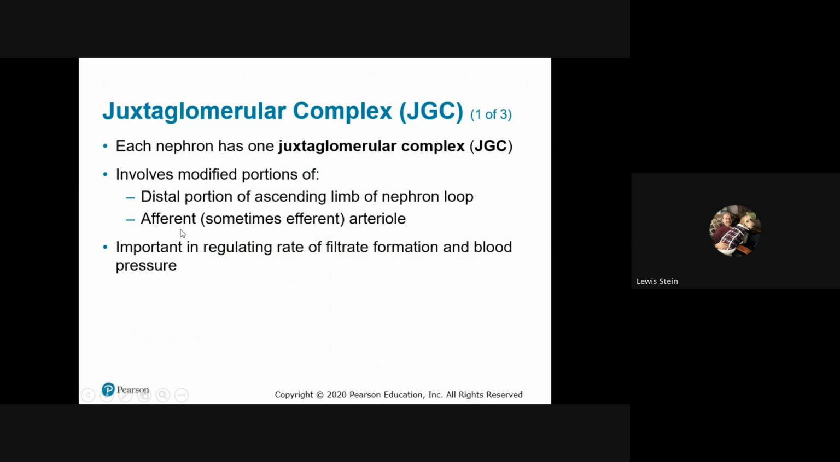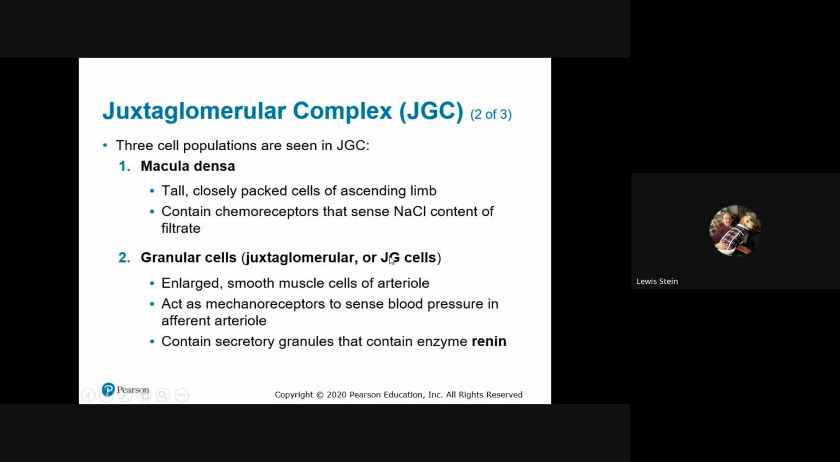Mostly in the afferent, but occasionally even in the efferent arteriole. So we'll have little ways that can be adjusted, and it regulates the amount of filtrate and therefore blood pressure. This is the autoregulation.